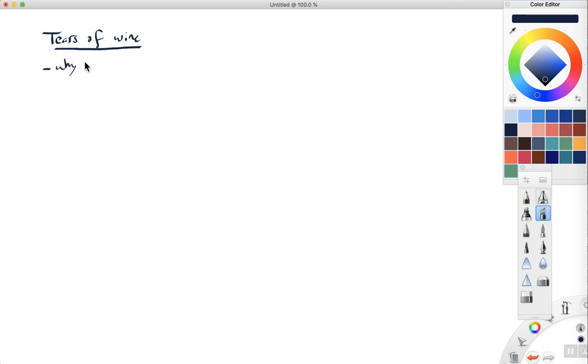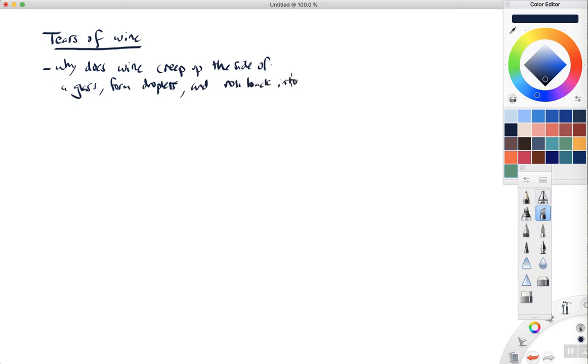Why does wine or other strong alcoholic liqueur creep up the side of a glass, form droplets, and roll back into the glass, into the remainder of the fluid, what we might call the standing fluid? Why is that? That's the question that we're asking.